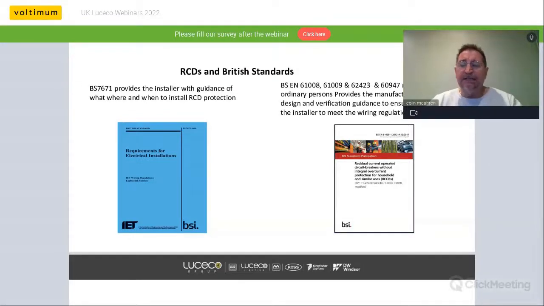So RCDs and the British standards. Design and verification standards provide us with guidance for the devices around the design parameters of how to verify and test specific ranges of devices within the RCD family. BS 7671 guides us to when, how, where, and why to install them.